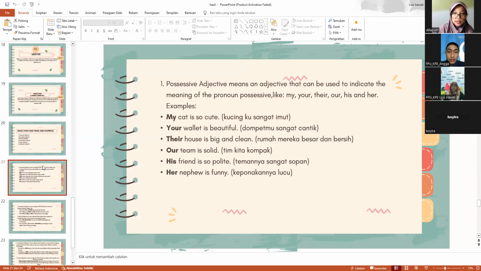Our team is solid. Tim kita kompak. His friend is so polite. Temannya sangat sopan. Their new nephew is funny. Keponakannya lucu.